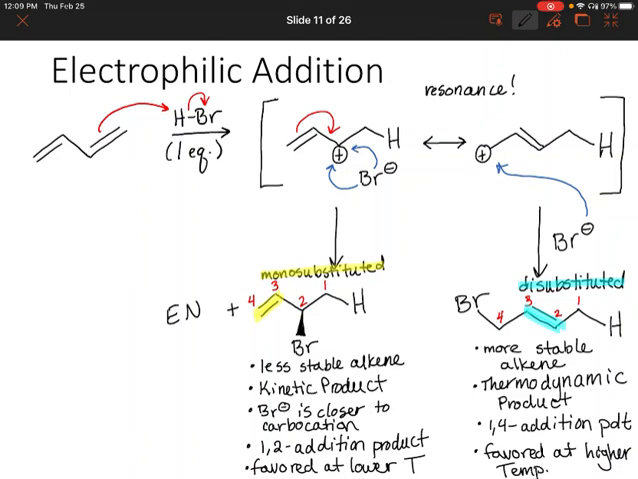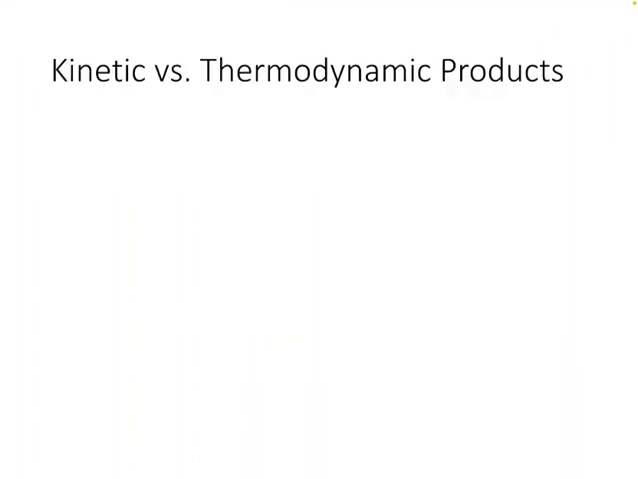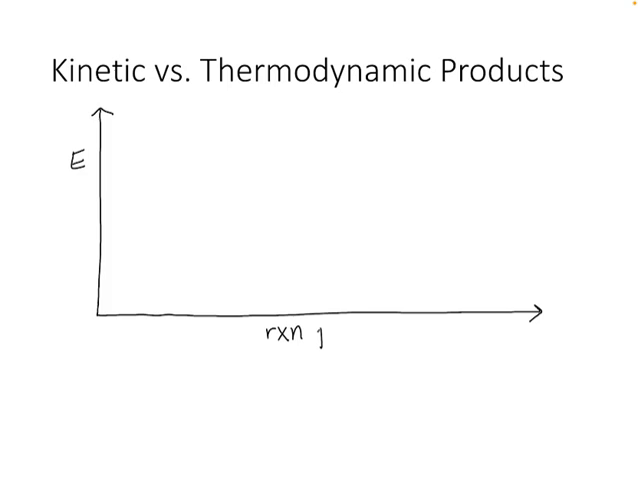Okay, so let's just kind of review why the kinetic product is favored at lower temperatures and why the thermodynamic product is favored at higher temperatures. And we'll also go over kinetics versus thermodynamics a little bit as well, just to review. All right, so let's draw an energy or a reaction coordinate diagram. So we have energy on the y-axis, and then we have our reaction progress on the x-axis.